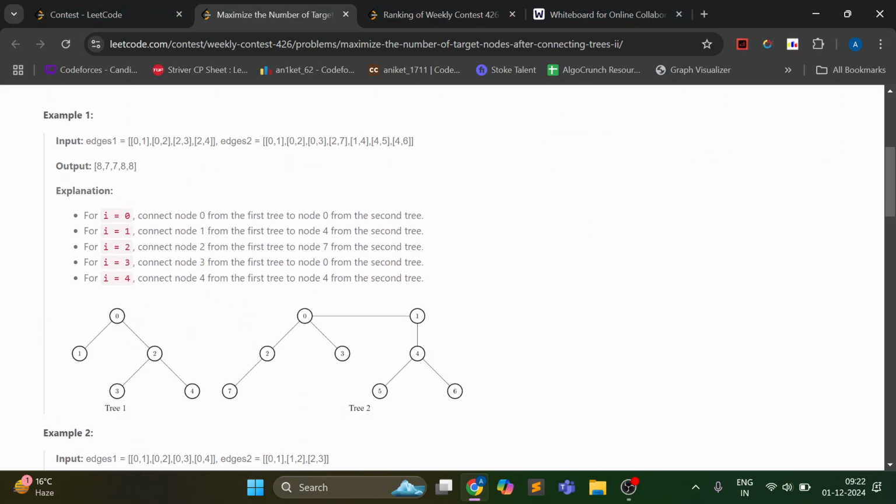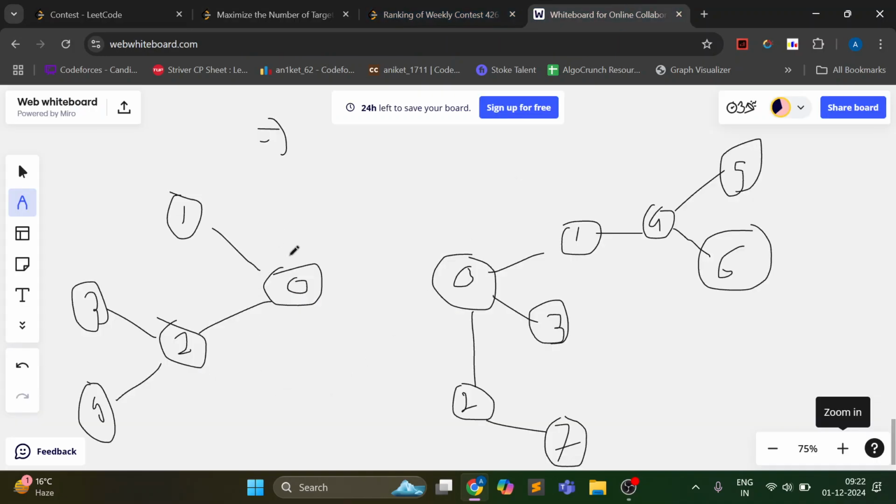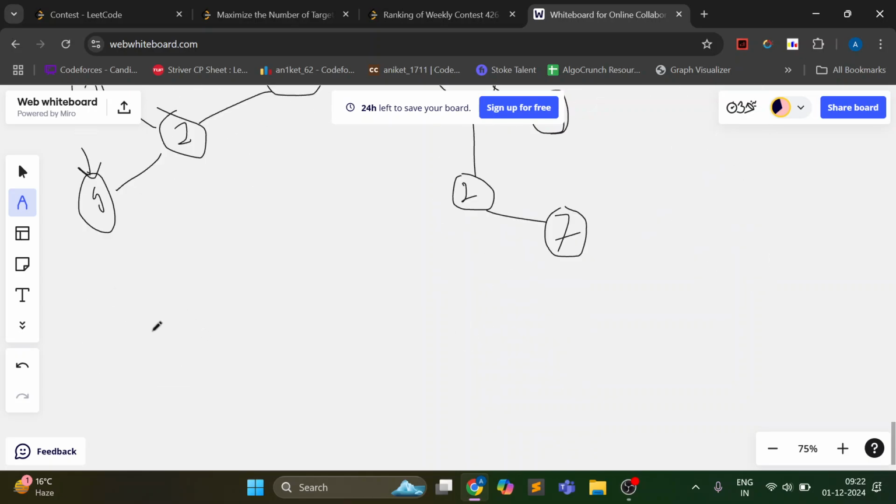Now let's try to understand the solution for i equal to 0, which is 8. For i equal to 0, what are the contributions from the first tree? 0 itself contributes, 1 and 2 are not, 3 and 4 are contributions because 0 to 4 has 2 edges, which is even, and 0 to 3 also has 2 edges, which is even. So the contribution from the first tree is 3.